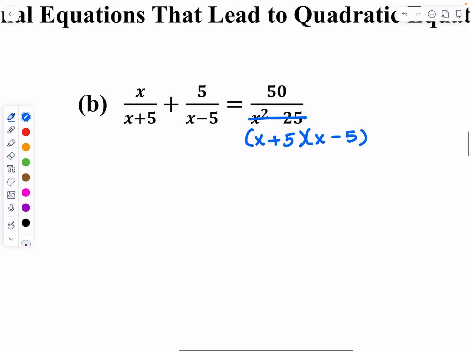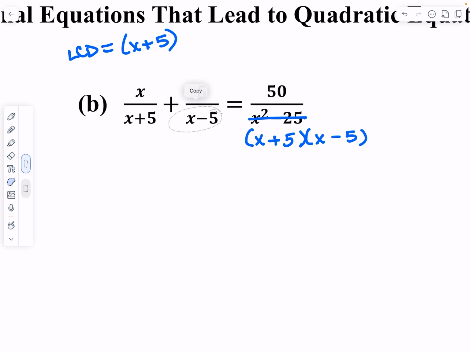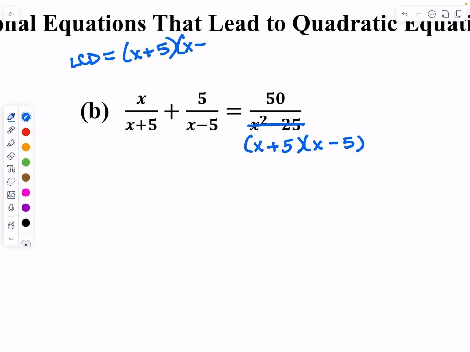Least common denominator. I go to the first one, x plus 5. I'm going to write it down. X plus 5. Then I go to the second one, x minus 5. That is not up there, so I've got to write it down again. I've got to write it down as well. And then I go to the last one, x plus 5 is already up there. X minus 5 is already up there, so I've got my least common denominator.